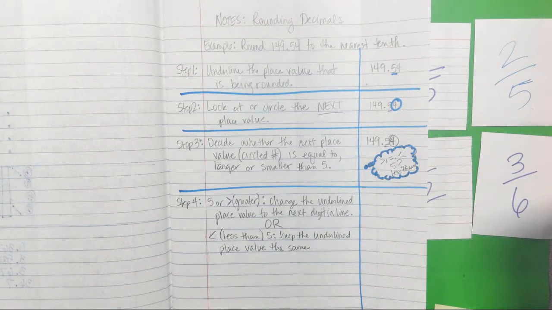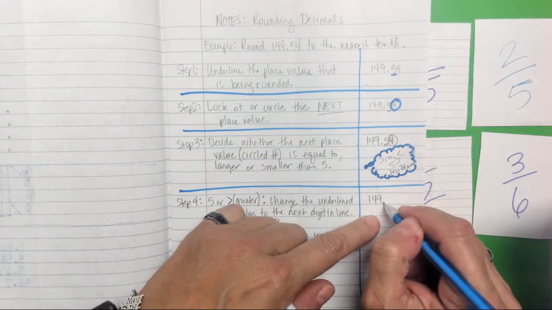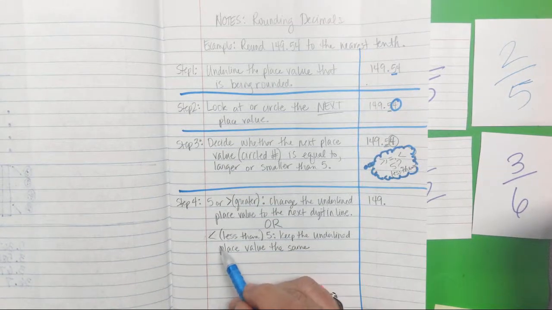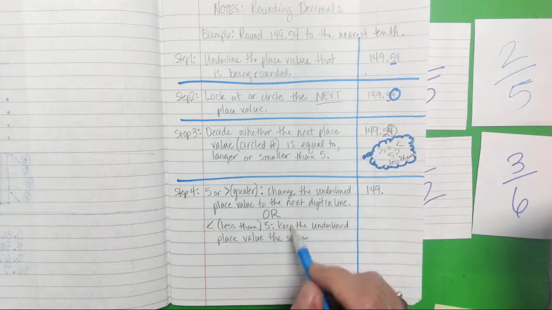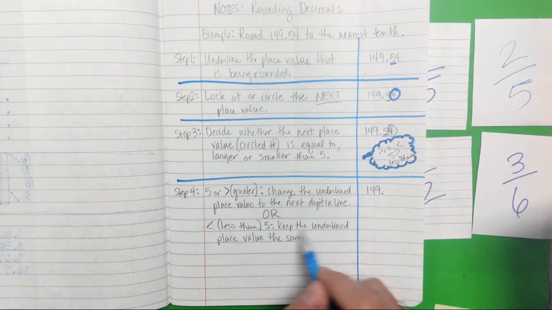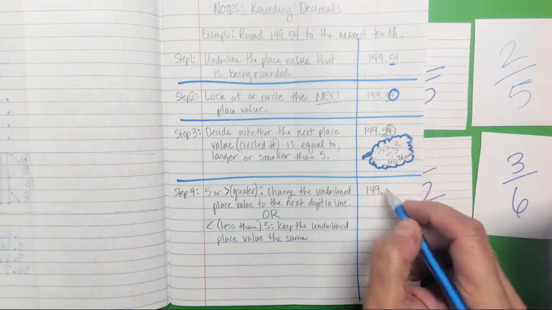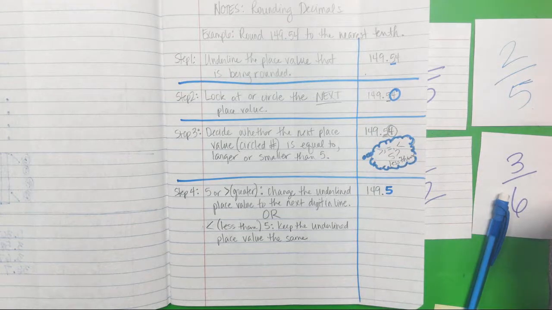Now, for ours, we said, okay, 4 is less than 5. So I got to go find my less than, and it says if it's less than 5, I'm going to keep that underlined place value the same. So this 5 is going to stay a 5, because 4 is less than 5.